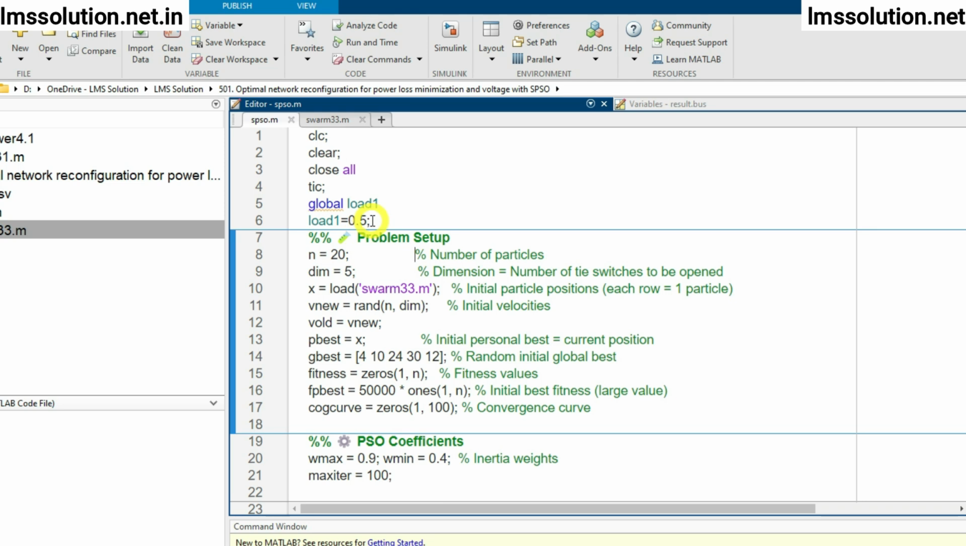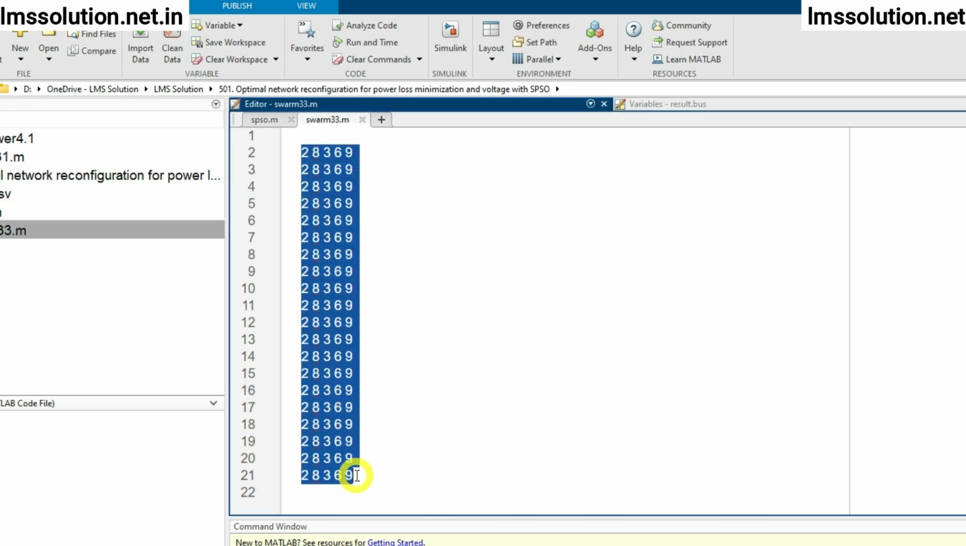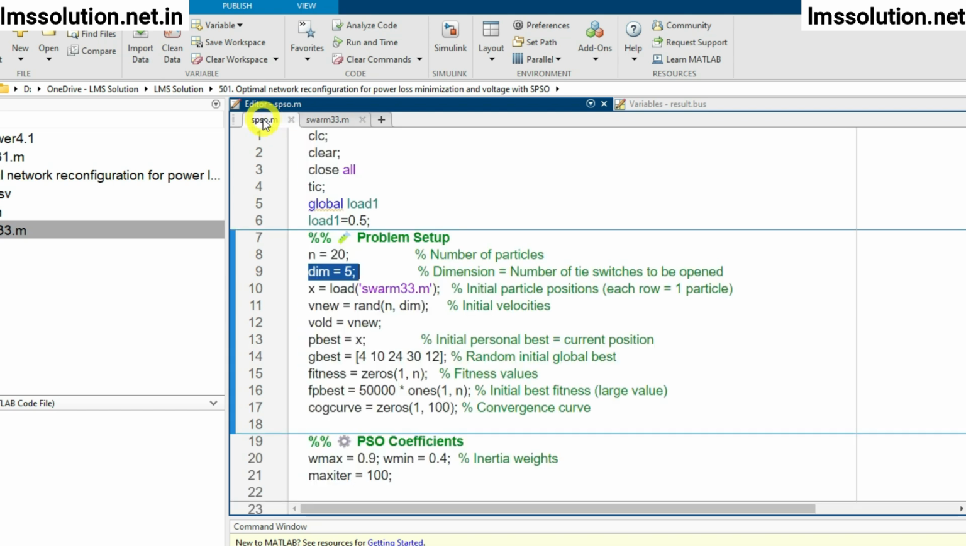Initially we have this one, I will explain it later. Here we are fixing the loading, so I am fixing 50% of load. And then the number of particles and the number of dimensions. Number of dimensions means how many tie switches need to be opened in order to minimize the power loss and to enhance the voltage profile. And then we have to load the initial particle position, so all positions will be the initial opened switches, similar to the initial one.